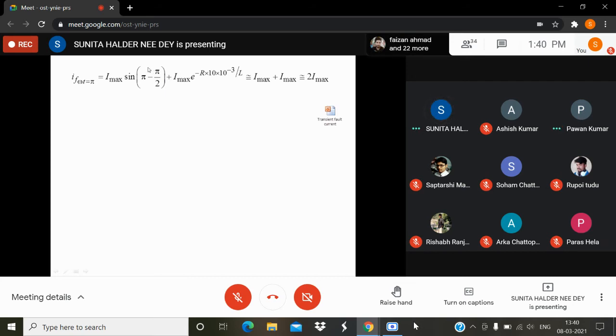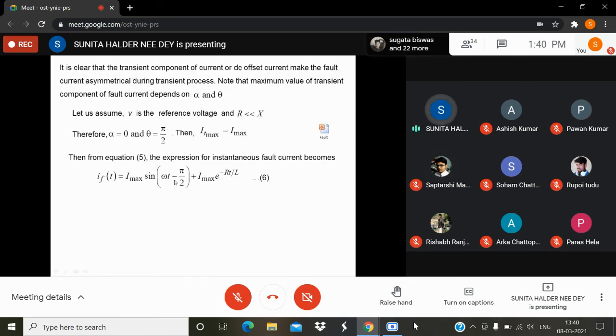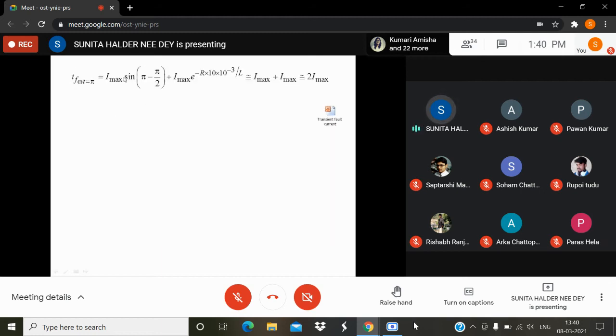Yes, ma'am. Here we have got one expression. Now, if we want to get the maximum value, because I have told you that during the transient condition the transient current will be added to the steady state current, so the current will be higher. Then what will be that highest value? When the steady state component is highest and the transient component is also at its peak, then the overall fault current will be maximum. At omega t equal to 0 it is minus I max, so at omega t equal to pi it will be plus I max.